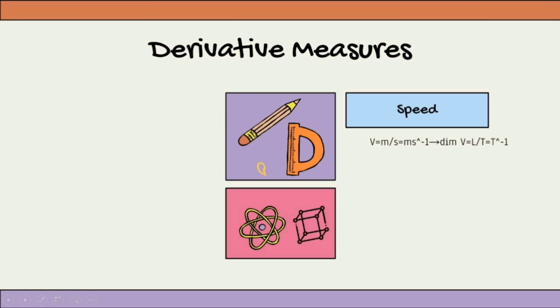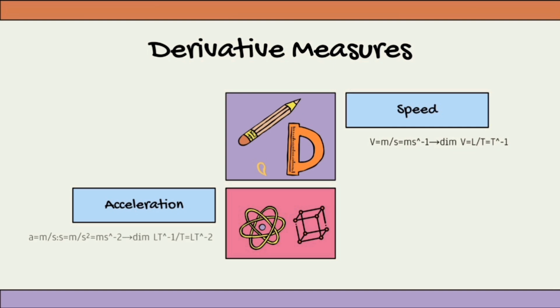In addition to speed, we can also obtain acceleration, which we determine from speed divided by time. So the unit of acceleration is the unit of speed, meters per second, divided by the unit of time. The result is meters per second squared, or m s to the power of minus 2. The dimension of acceleration is the dimension of speed, L T to the power of minus 1, divided by time. The result is L T to the power of minus 2.